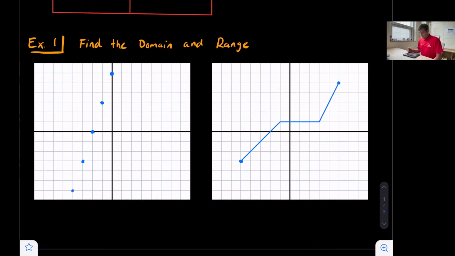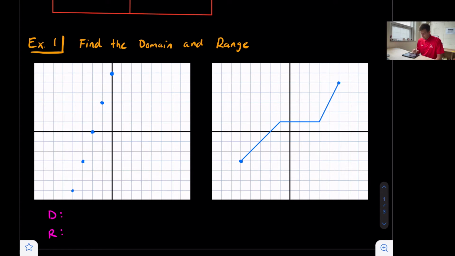So example number one, we have two graphs here. The first one on the left is just represented by coordinate points. So we want to find the domain and the range. For the domain, remember that is all of our x values. The range is all of our y values. So let's go ahead and label these coordinate points. We'll start at the bottom and work our way to the top.